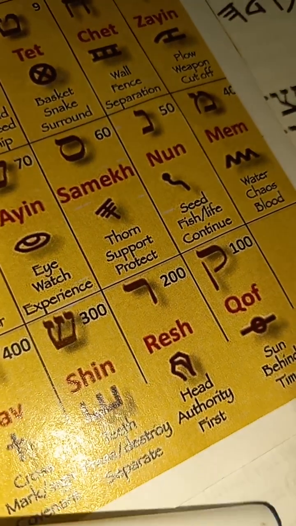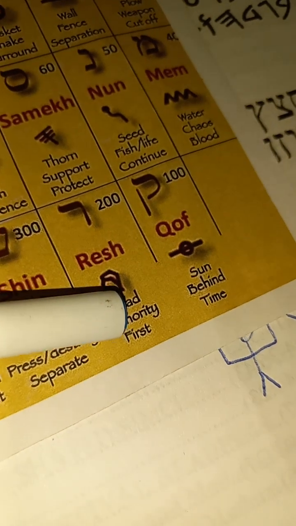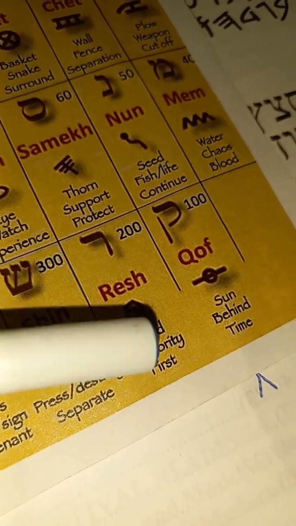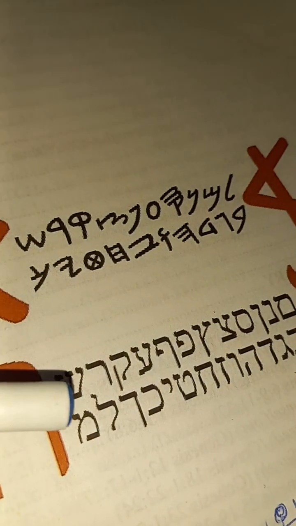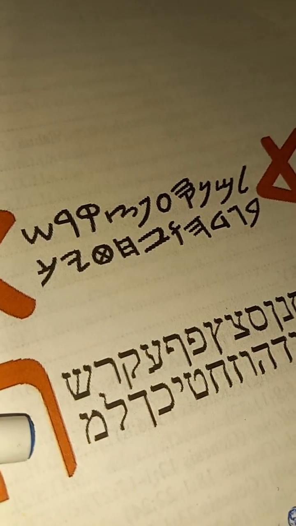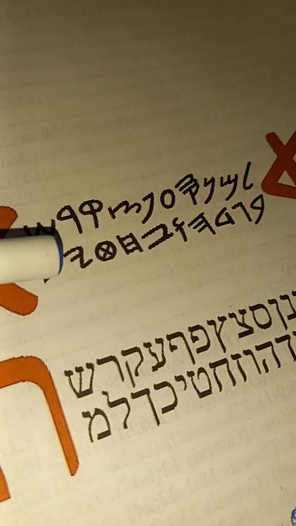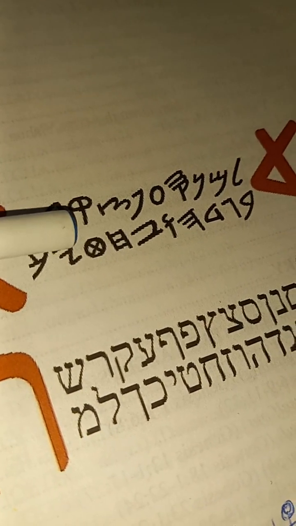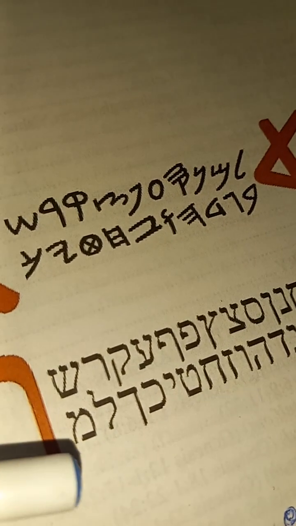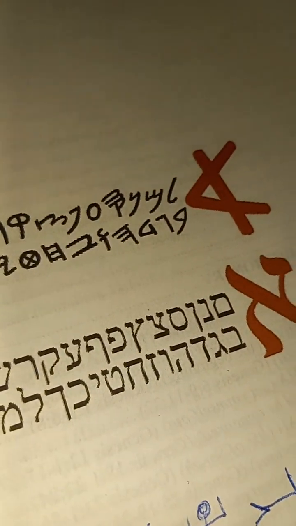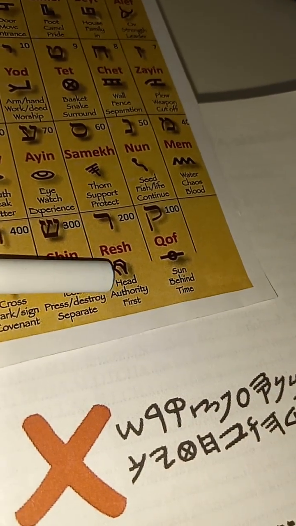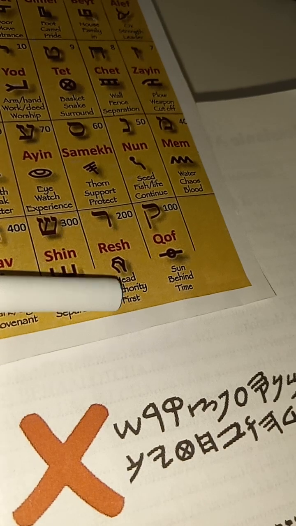So it's like a head. This is Old Hebrew. Resh is over here, right there. It kind of looks like a 7. And Resh is over here on top. It looks like a backwards P. So on this one, you have Resh right there. Old and new.